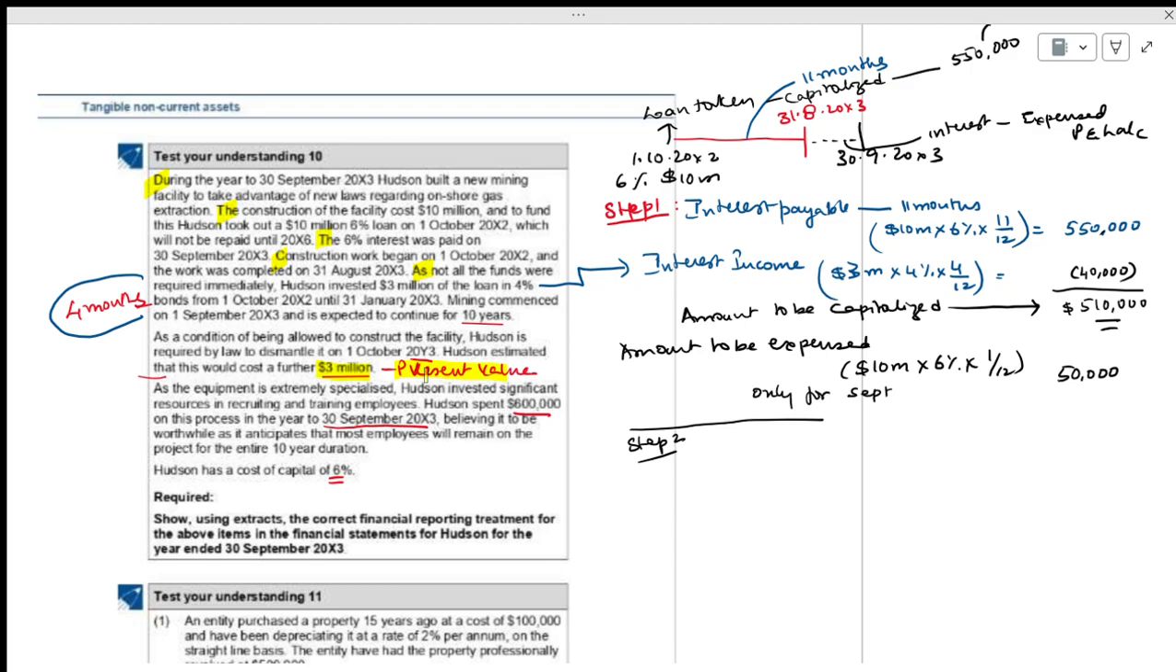How much is the cost they are going to spend on that? 3 million. This is going to be for 11 months only. This is the dismantling cost after 11 months of construction. It is only for 11 months.